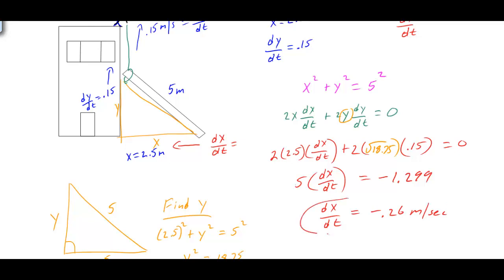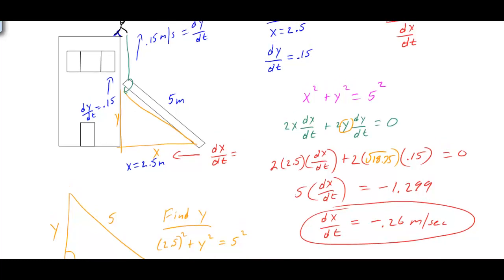Now if you notice here, our answer is negative. Does that seem to make sense? Well, if we go back up here and look, if this board is going to the left, we think that is our x direction, so therefore it is certainly correct that this would be a negative 0.26 meters per second.